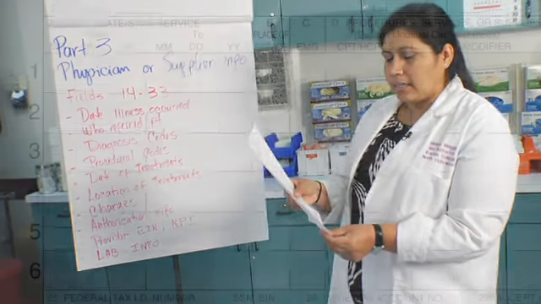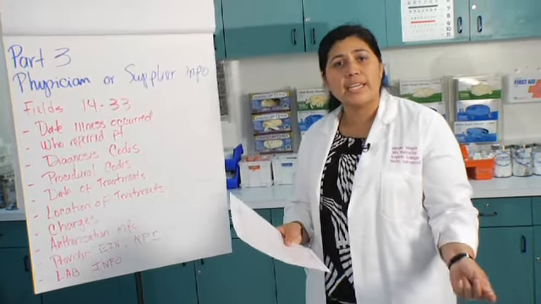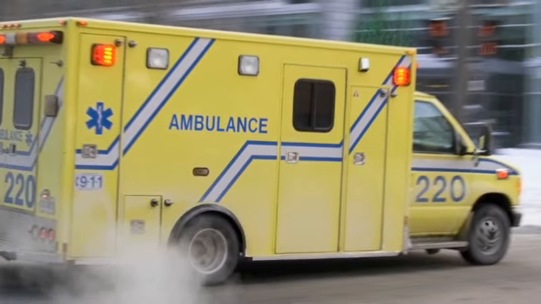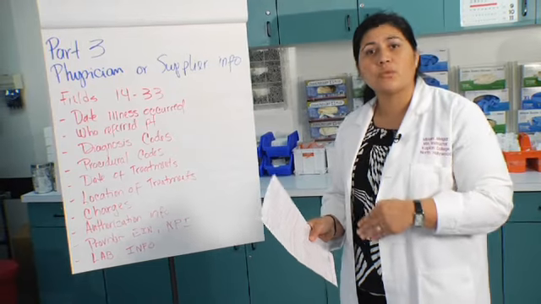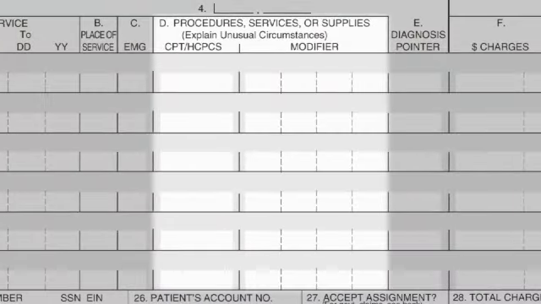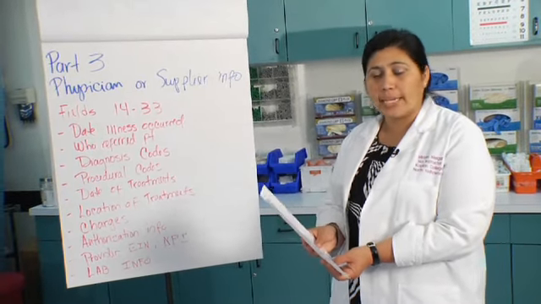Now, letter C, EMG, emergency services provided. If this person was pulled in an ambulance, that's where you would indicate that. But since we're talking about place of service being in the office, we skip that one. Then we go to D. That's really, really important. This is where the CPT code is typed in. The CPT code tells them what service was provided.